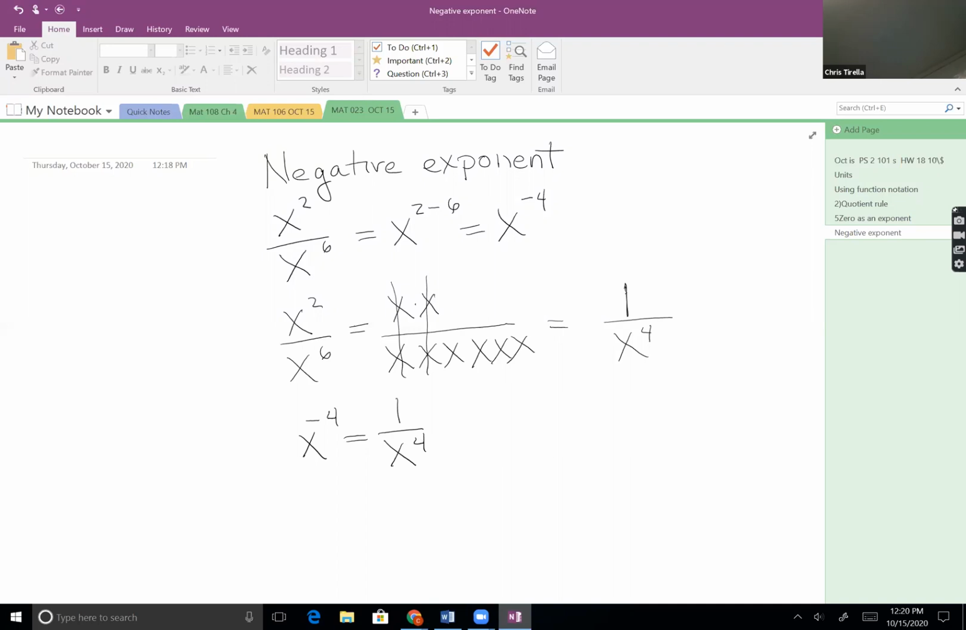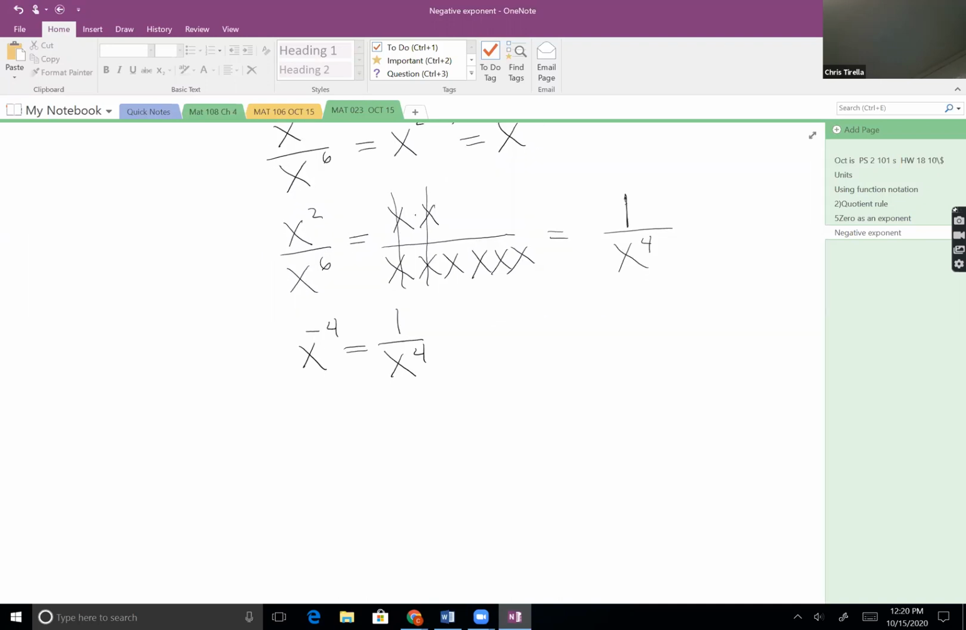And a negative exponent is going to mean to take the reciprocal. X to the -n is equal to 1 over x to the n. And a negative exponent means that we're taking the reciprocal to the positive power.